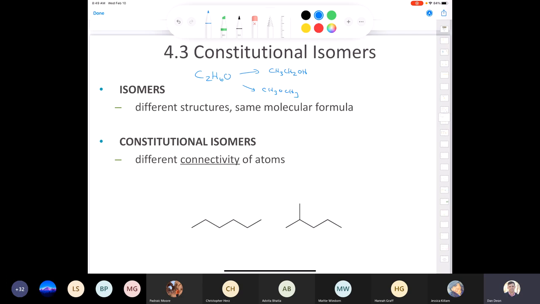If you look at these two compounds here, these are both C6H14, right? They both have the same molecular formula. This compound is hexane, right? You memorized that this morning. This one, if we go 1, 2, 3, 4, 5, this would be 2-methylpentane, right? So they are different compounds, different IUPAC names, different physical properties, okay? Very different compounds. Different connectivity of atoms. So it's important that you understand the difference between isomers and constitutional isomers.